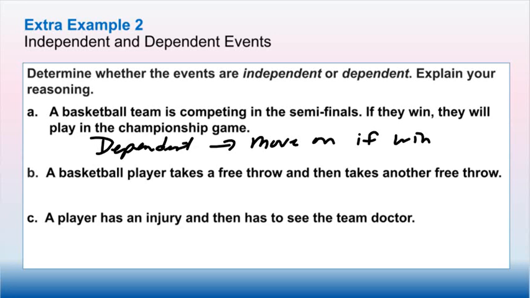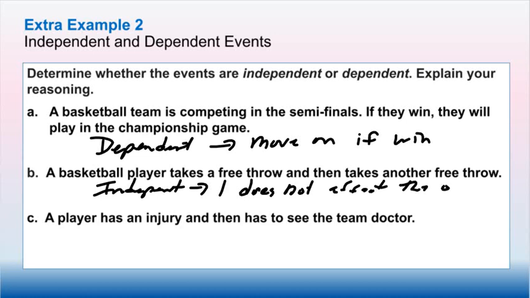B, a basketball player takes a free throw and then takes another free throw. Those would be 2 separate events. So this would be independent. Now one does not affect the other. Now in basketball, you might have the bonus free throw, so if you make the first one, you get the second one. That's reading too much into this statement. Just take the statement as is. So you're shooting a free throw and then you get the other free throw afterwards.